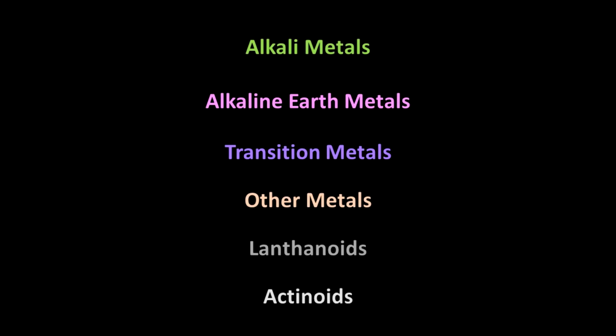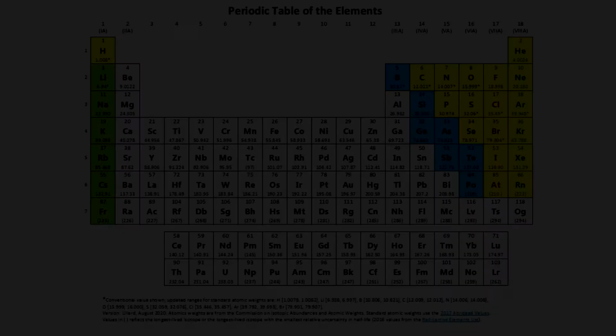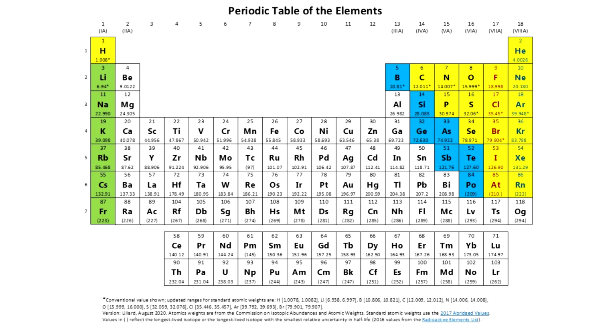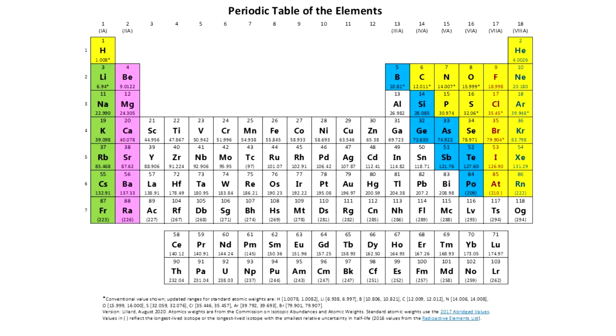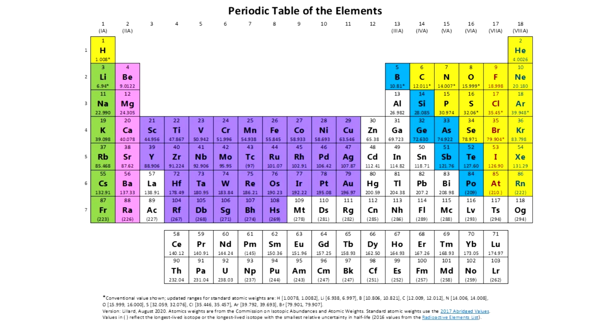The metals have 6 subcategories. Alkali metals are group 1 elements, except for hydrogen. Remember, hydrogen is a nonmetal. Alkaline earth metals are all of group 2. Transition metals occupy most of the elements in the center part that dips down in groups 3 through 12.